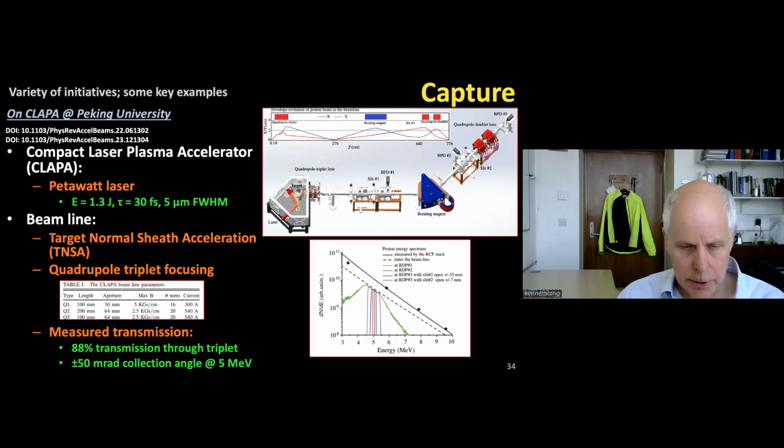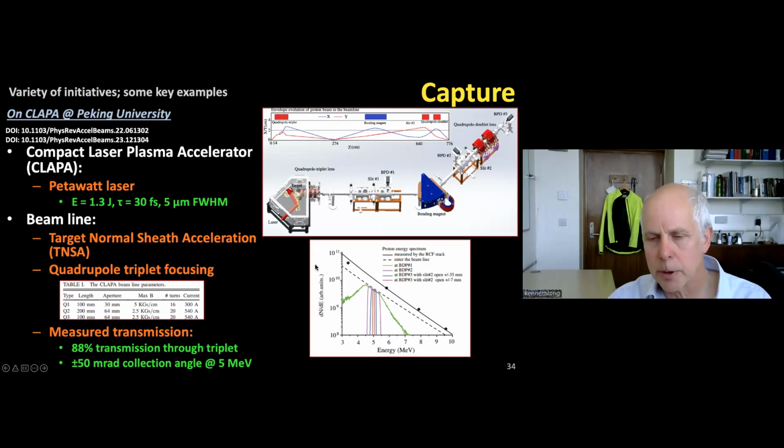I think a system which is very similar to that which we propose is in operation in Beijing. So I think here there's a place where we would love to learn from our colleagues in China. So they have a target system which is very similar to the one that we're developing. They have a quadrupole triplet lens, so this has benefits in terms of simplicity, but has acceptance penalties.